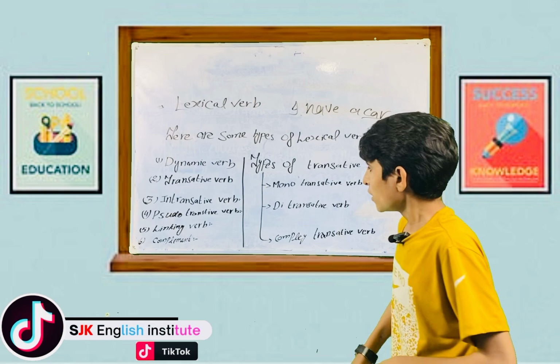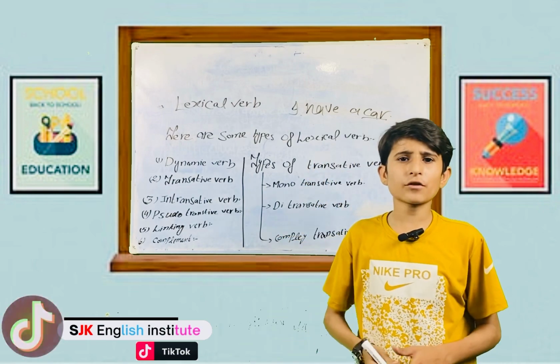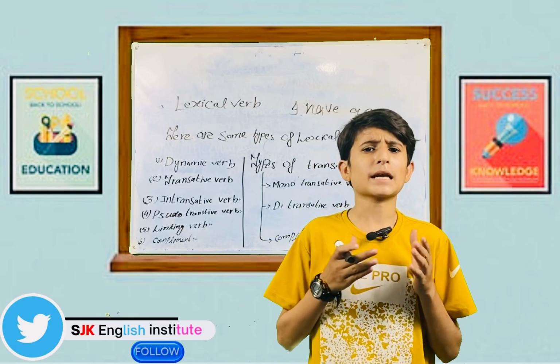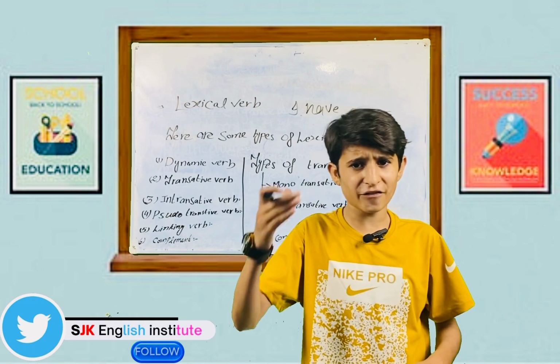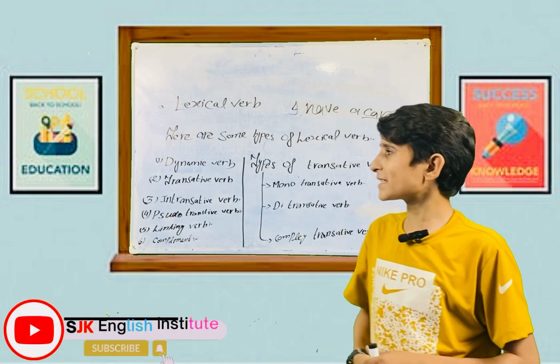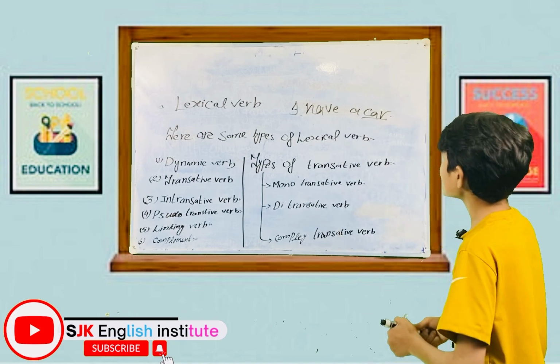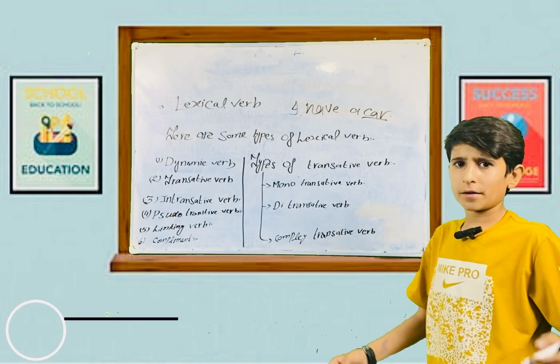After this, we have pseudo-transitive verb. Pseudo-transitive verbs are those verbs which have an object, but the object is not affected by the action. For example, I have a car, and in this sentence, car is the pseudo-transitive object.